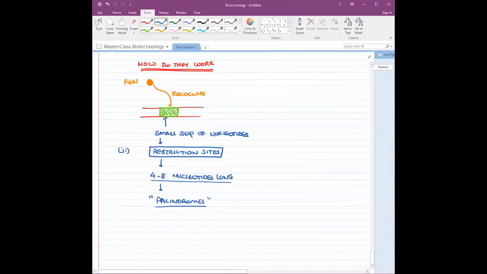For example, we have mom. You read it left to right, mom, right to left, mom. Let's say you have dad. Left to right, dad, right to left, dad. Let's say we have Malayalam. Left to right, Malayalam, right to left, Malayalam. So guys, this is how it is going to work.